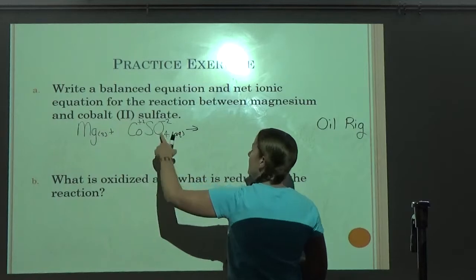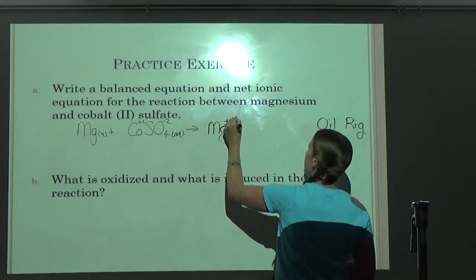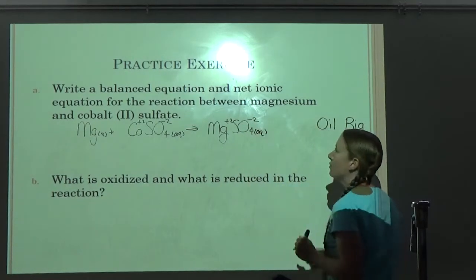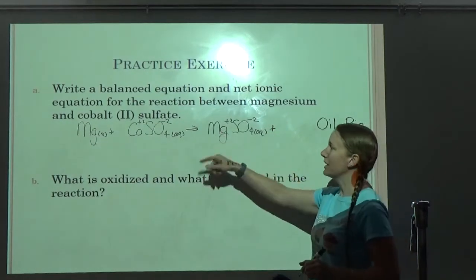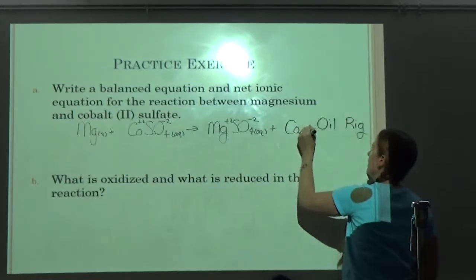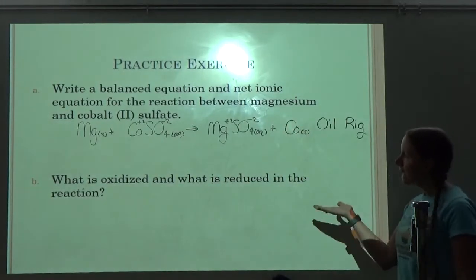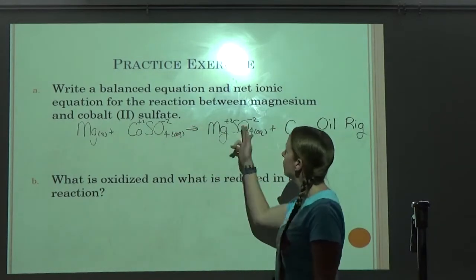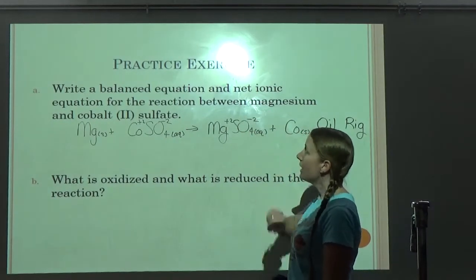Magnesium is going to bond with the SO4. So magnesium +2, SO4 -2. That will also be aqueous because your sulfates tend to be aqueous. There are some exceptions, but magnesium is not one of them. And now cobalt will be a solid because it's by itself. So, let's balance. We have 1 Mg, 1 Mg, 1 Co, 1 Co, 1 sulfate, 1 sulfate. Well, that was easy.